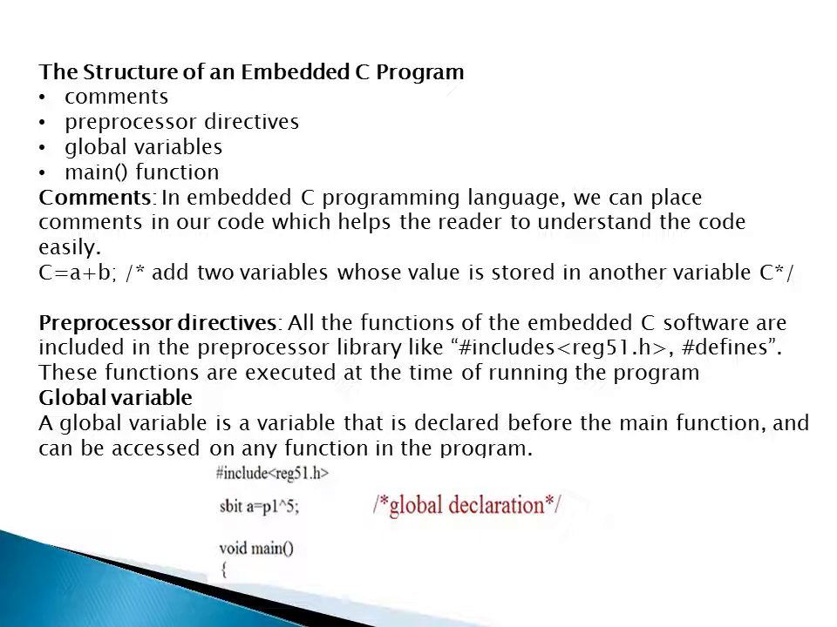Next is global variable. A global variable is a variable that is declared before the main function and can be accessed in any function in the program. The format of this global declaration is shown here. We can see here #include reg51.h, then sbit A is equal to port1.5, void main(void), then curly bracket. This part is the global declaration, that is global variable.